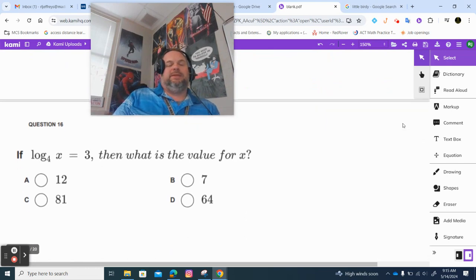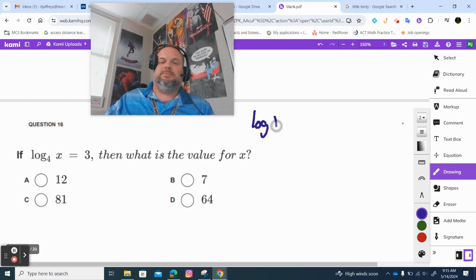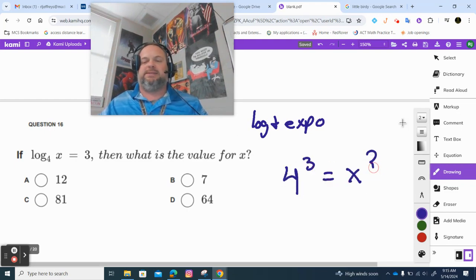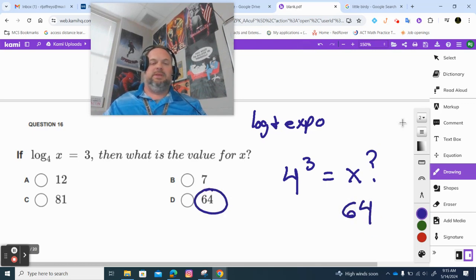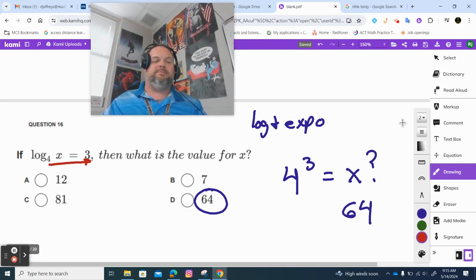All right, this is from the Log and Expo test. When it's set up like this, 4 to the third power is what? 64. Little birdie told me that these two numbers swapped on the final.